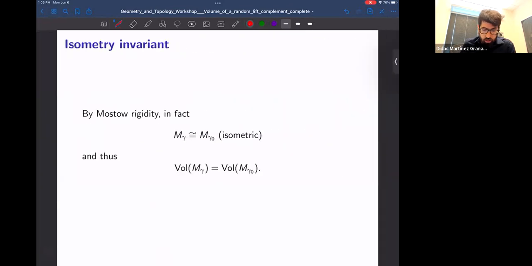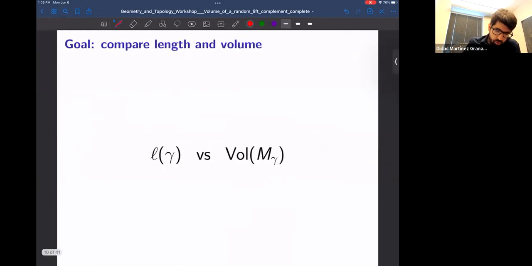And in fact, I then obtained by Mostow rigidity isometric three-manifolds, and therefore their volumes have to be the same. So this is going to be the main object in this talk. Starting with a closed filling geodesic, I produced a three-manifold, which is hyperbolic.